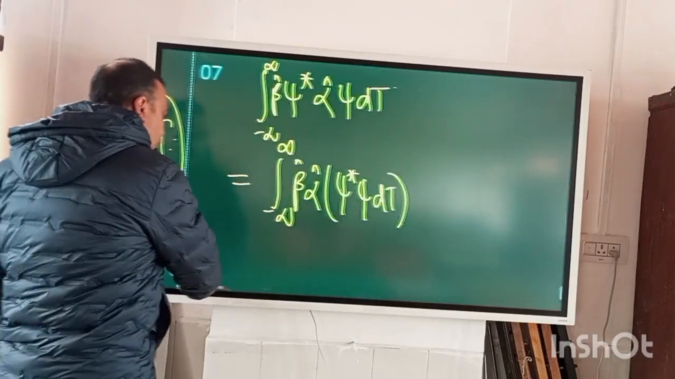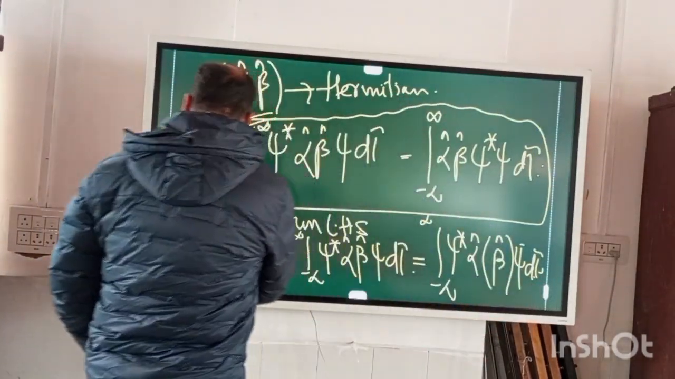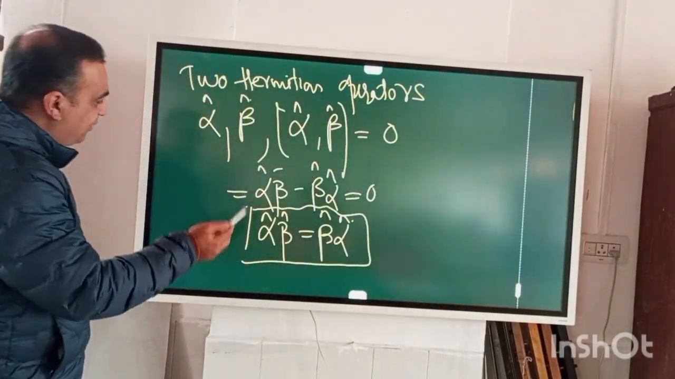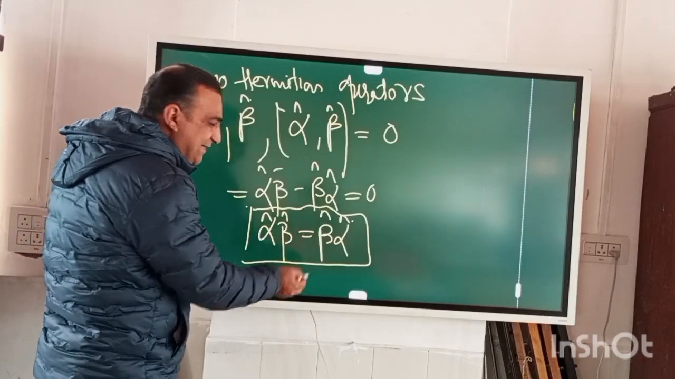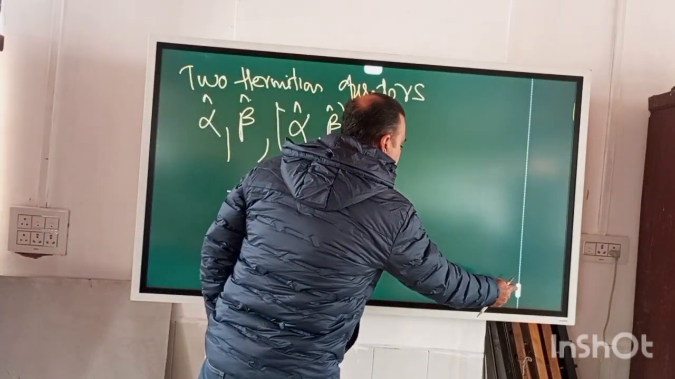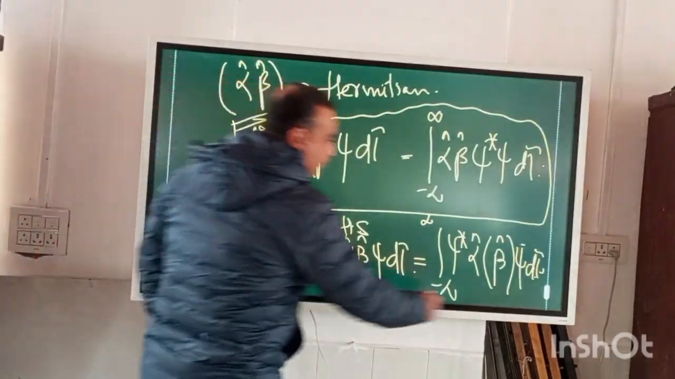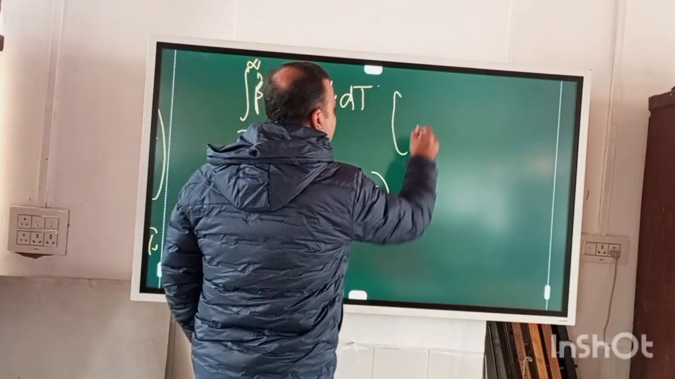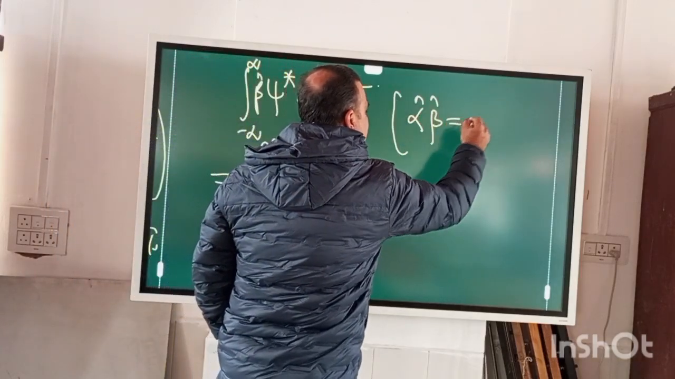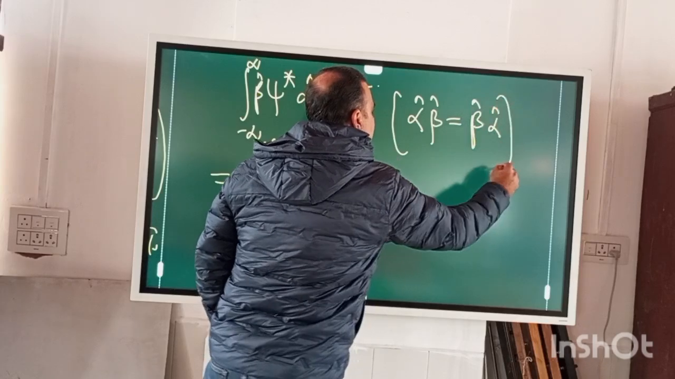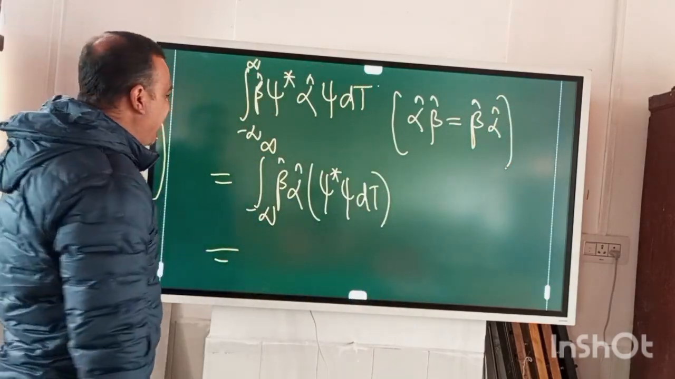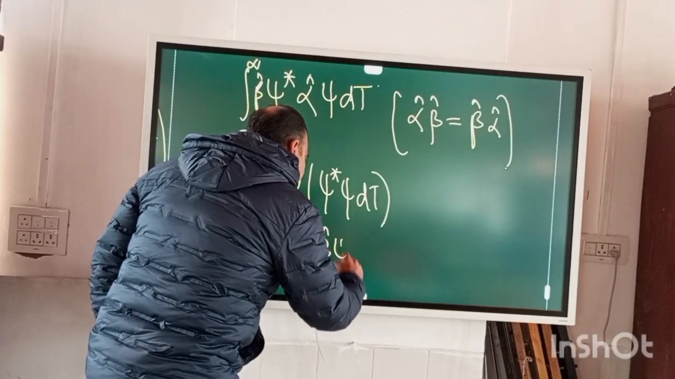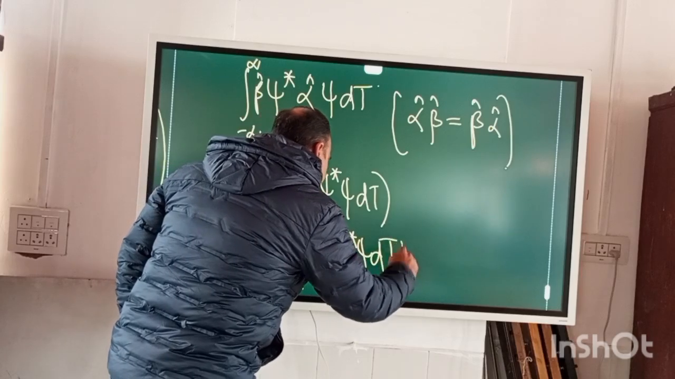Now, if you go back to the commutation relation, what we assume in this problem is that alpha and beta commute. If they commute, then alpha cap beta cap is equal to beta cap alpha cap. So instead of using beta cap alpha cap, I know that alpha cap beta cap is equal to beta cap alpha cap. So I can write this as the integral from minus infinity to infinity of alpha cap beta cap, psi star, psi, and d tau.